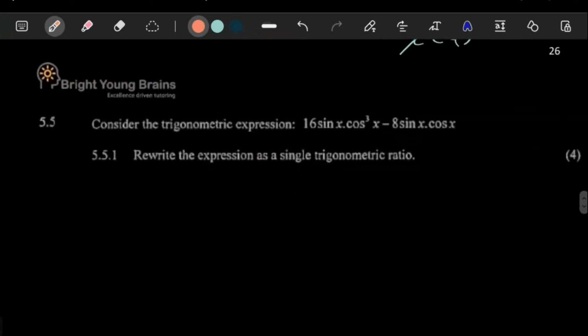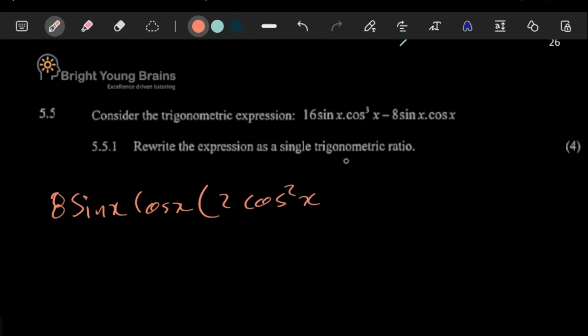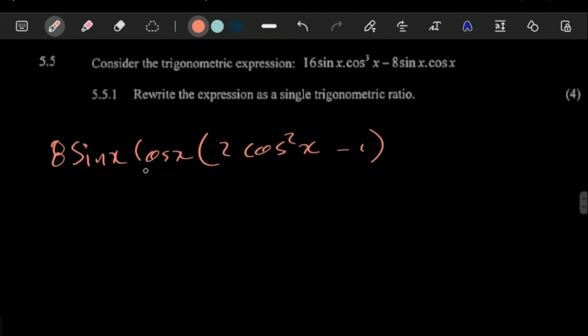5.5.1 says here we should consider the trigonometric expression 16 sine x cos cubed x minus 8 sine x cos x. We should write it as a single trigonometric ratio. So obviously the one thing that comes to mind here is taking out a common factor of 8 sine x cos x. Once that is out, here you have 2 left. Here you have cos squared left. Here you have everything gone, right? So minus 1. Fortunately, this looks like the double angle of cos. This has the resemblance of the double angle of sine.